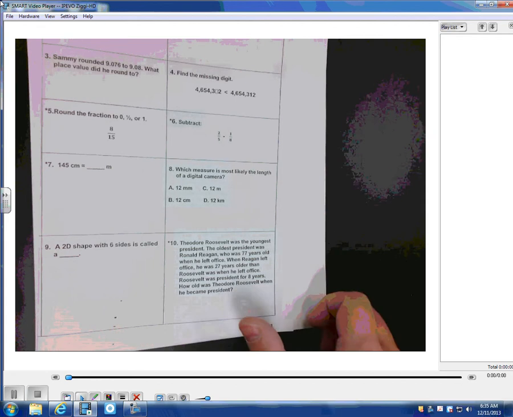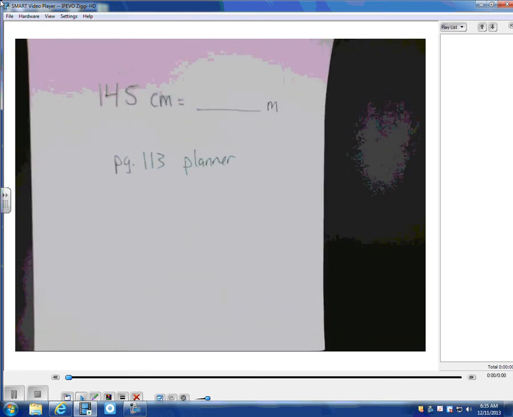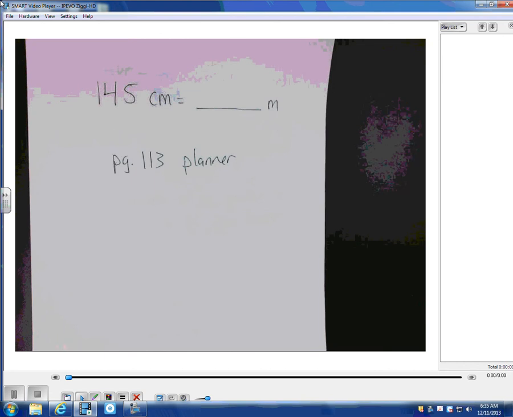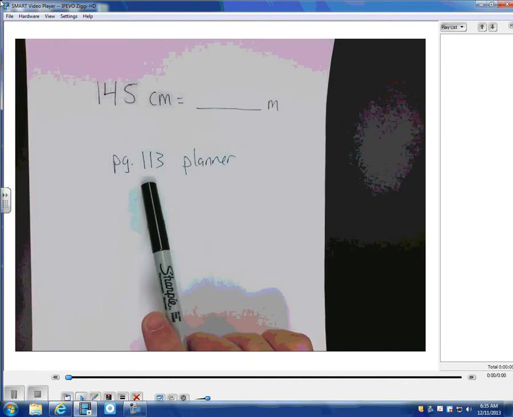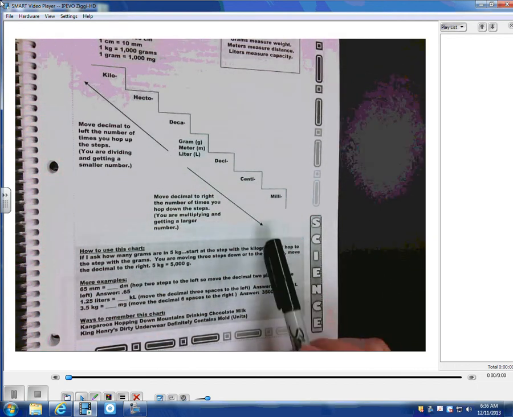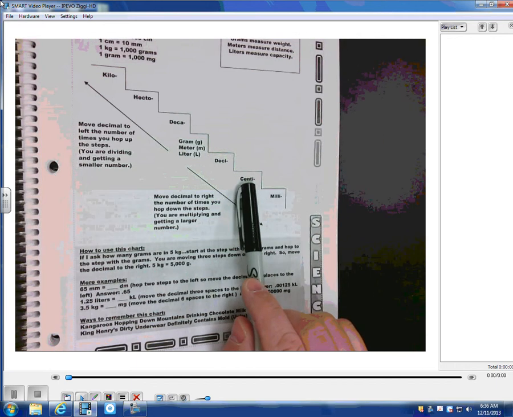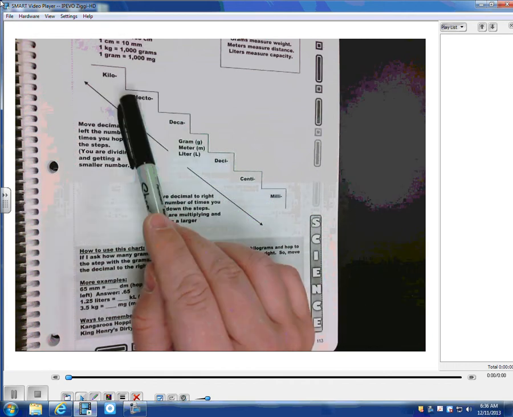Number 7 is 145 centimeters equals how many meters? Okay. So what I want you to do here is your planner is a good resource for this question. So again, we have 145 centimeters, and we want to know how many meters. I want you to go to page 113 in your planner. Okay, and 113 in your planner will look something like this. Okay, so this makes it easier for us to convert different units. So we're at centimeters right here, and we need to get to meters, which is right here. Okay, and this is a pretty simple way of looking at it.